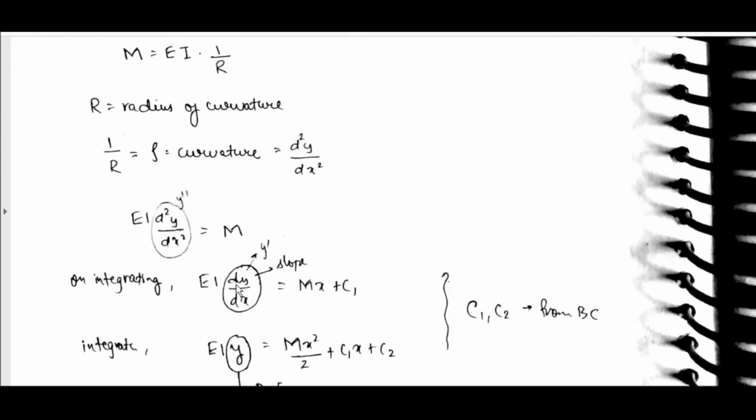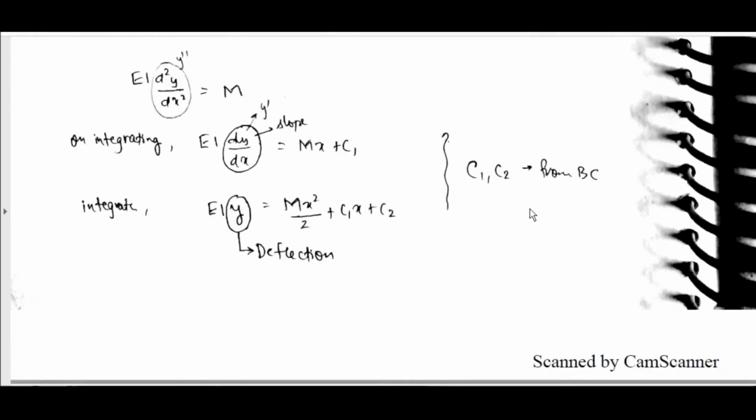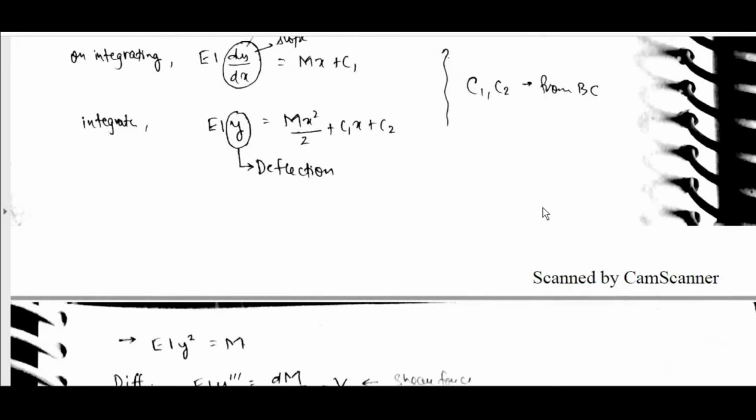On integrating, EI dy by dx is equal to Mx plus C. This can be represented by y dash, dy by dx. Integrate again, EI y is equal to Mx square by 2 plus C1x plus C2. C1, C2 can be found out from boundary conditions.